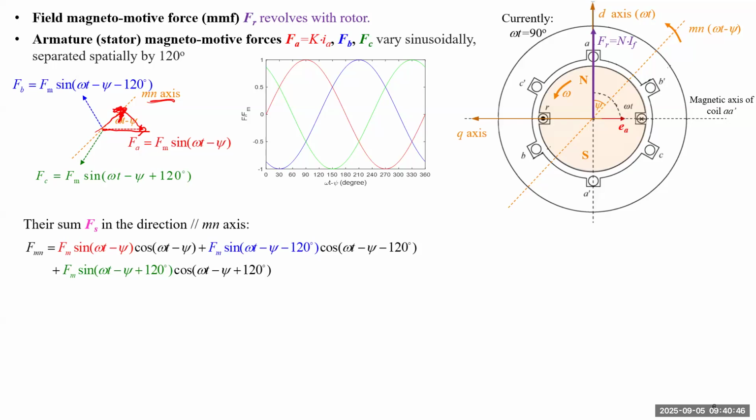Similarly for FB, if I change the color to make it clear, for B we also find this component, projected to that parallel direction. And similarly for the green one, which is FC, it will be this one.